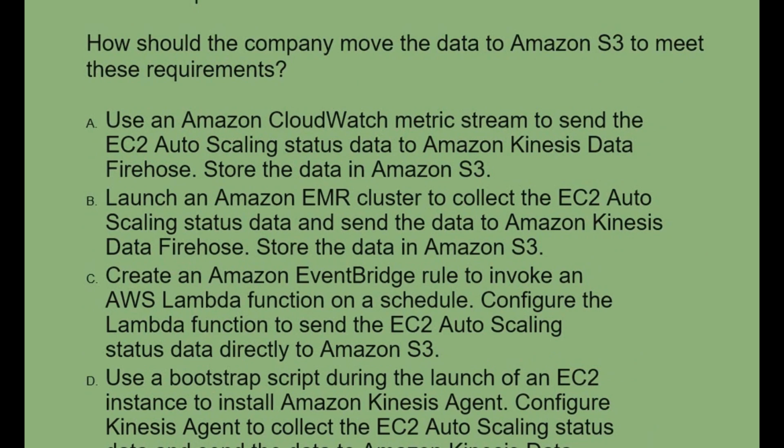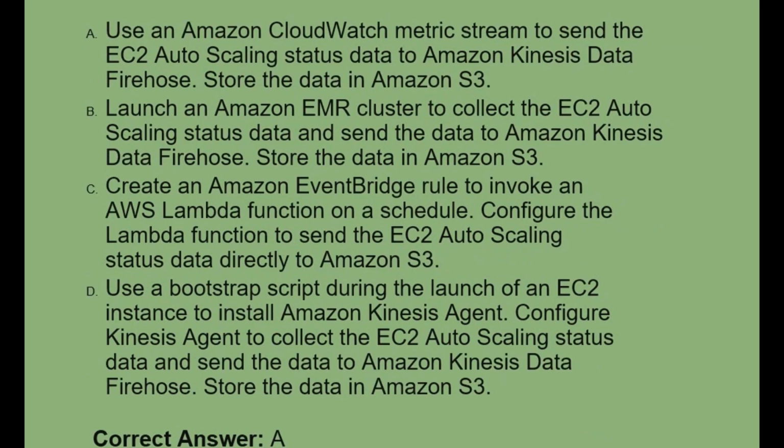Option A, use an Amazon CloudWatch metric stream to send the EC2 auto-scaling status data to Amazon Kinesis Data Firehose. Store the data in Amazon S3. Option B, launch an Amazon EMR cluster to collect the EC2 auto-scaling status data and send the data to Amazon Kinesis Data Firehose. Store the data in Amazon S3. Option C, create an Amazon EventBridge rule to invoke an AWS Lambda function on a schedule. Configure the Lambda function to send the EC2 auto-scaling status data directly to Amazon S3.